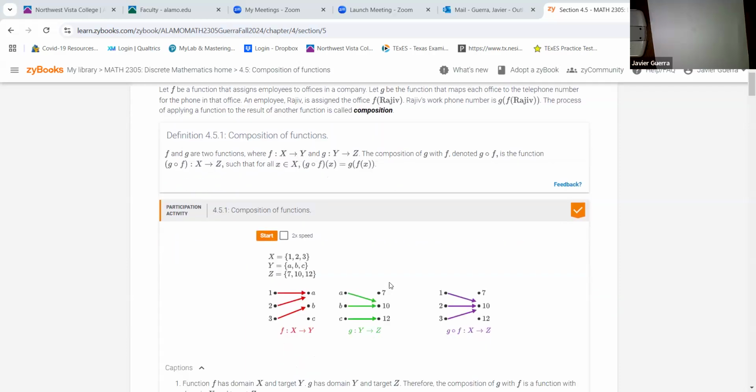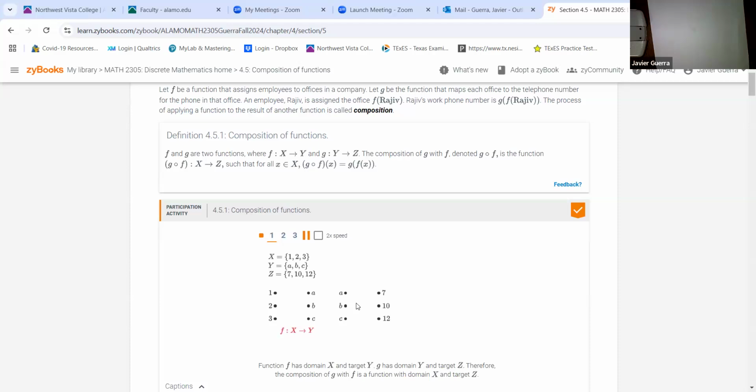So here's a participation activity. Let's go through it. Suppose we have a set X that goes from 1 to 3, Y contains A, B, C, and Z has the elements 7, 10, and 12. So we set X mapping to Y: 1 goes to A, 2 goes to A, 3 goes to B. Then we have the g function, which maps A to 10, B to 10, C to 12.